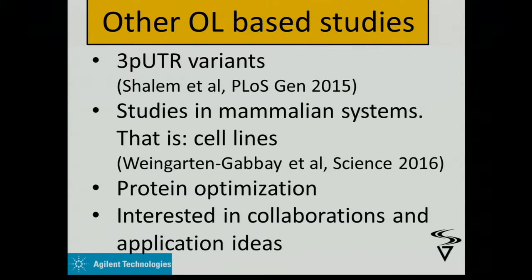We did work with 3' UTRs. We now moved into mammalian systems, and other labs have also moved into bacterial systems. There is a recent paper on internal ribosomal entry sites. And protein optimization, of course, you can play with the coding region and see what works better in the protein sense. And we're very interested in new ideas if you have any.